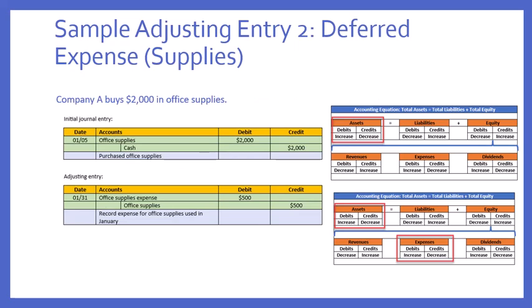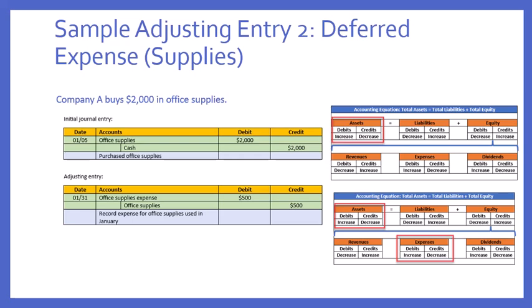All right, let's look at another common deferred expense example. This time it's going to be supplies. Okay, so let's say that you're operating a small business. You may not use a whole lot of office supplies each month, but maybe it's less expensive to buy them in bulk. Okay, so let's say that you buy $2,000 worth of office supplies all at once. Okay, and you pay cash for them.